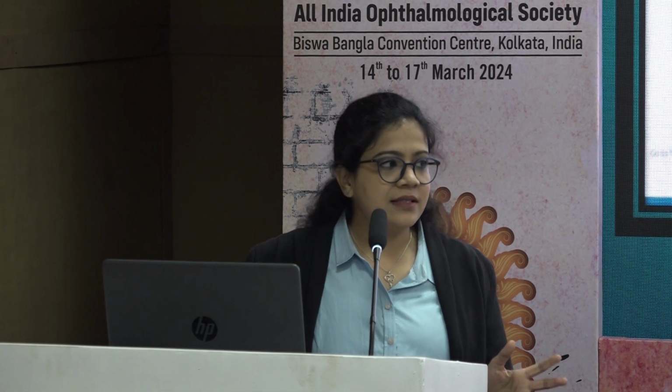Now coming to the anatomy, the lid consists of the anterior, middle and the posterior lamella: the skin, the orbicularis, the tarsal plate and the conjunctiva. And the skin again has the epidermis and the deep dermis. The deep dermis harbors the neurovascular tissue, the hair follicle, the apocrine and the eccrine glands as well as the sebaceous glands.